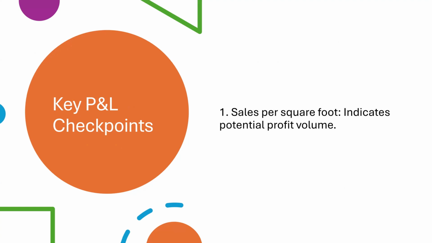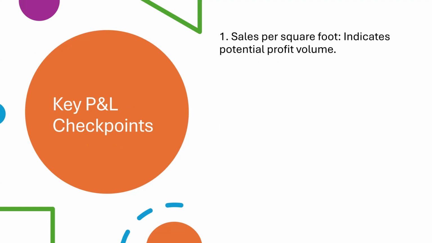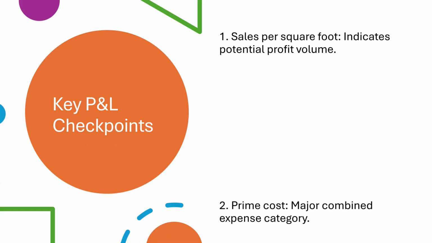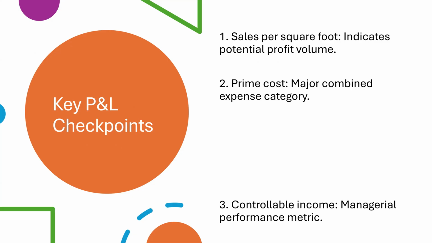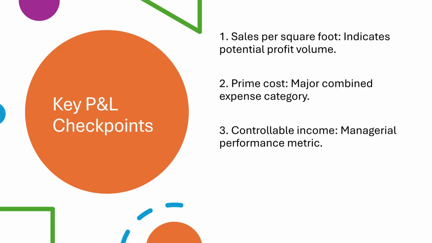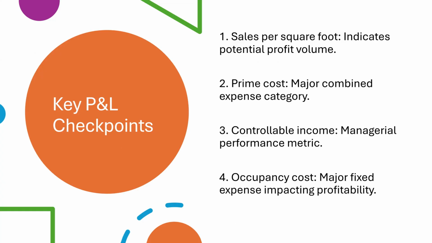So just quickly going over: sales per square foot indicates potential profit volume, what you should be doing compared to others of the same type. Your prime cost, we spent a lot of time on that. It's a major combined expense category, and 65% or lower would be ideal. Your controllable income, making sure you're controlling things so that you maximize the profit in your business. And occupancy cost is extremely important because it's tied to your major fixed expense and could be impacting profitability here.